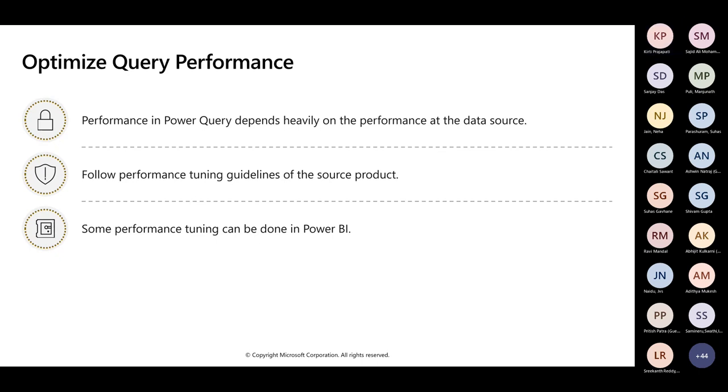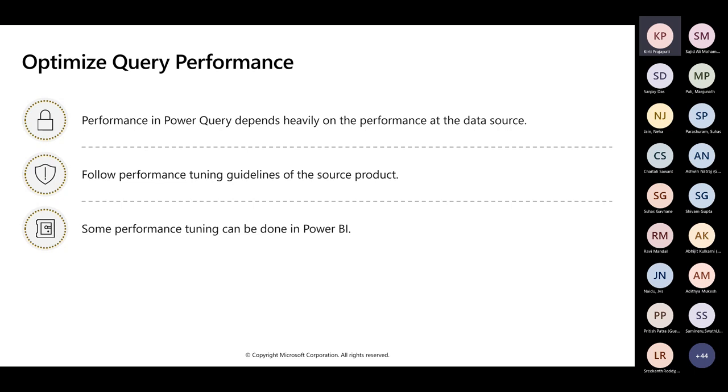Now, in that case, we are following the performance tuning guidelines for the product, whatever they are suggesting for Microsoft SQL Server. And good SQL Server performance tuning techniques include index creation. Then second is hardware upgrades. Third is execution plan tuning and data compression. So these four points we keep in mind when we are trying to extract the data from SQL Server.